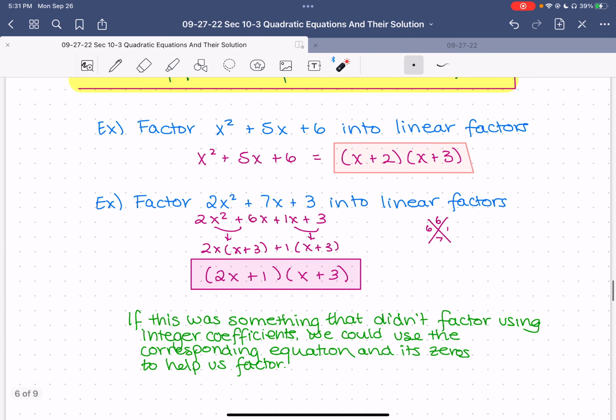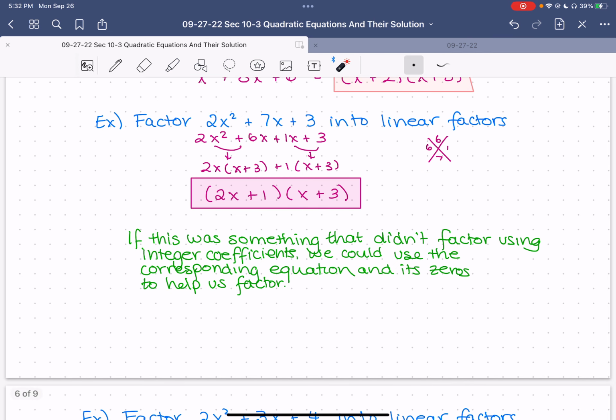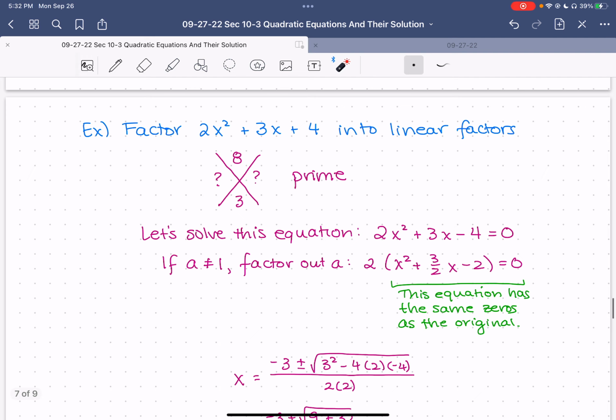But what if you had something that didn't factor using integer coefficients? Well, here's how we can do it. Depending on the problem, there are different ways. So here's one way. If I gave you this one, we could try factoring it, but 2 times 4 is 8, and b is 3. What two numbers multiply to 8 but add up to 3? There's nothing. So we've been calling this one prime, and it really is, because we can't factor using integer coefficients. But sometimes it's still nice to be able to factor it.